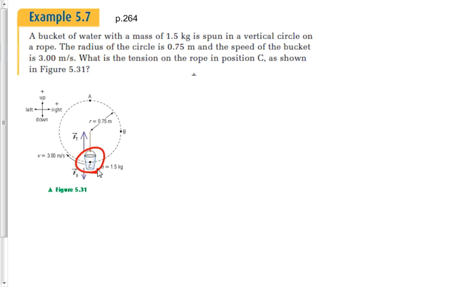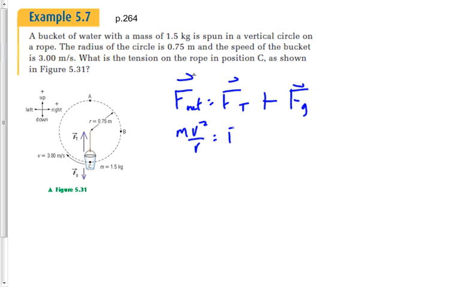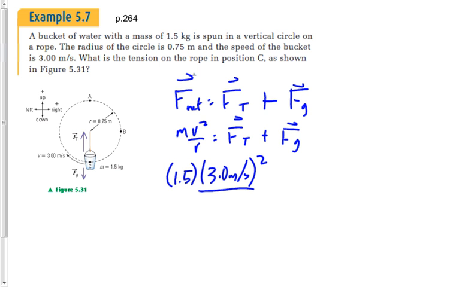They've drawn a free body diagram for me already. Fg is acting down, Ft is acting up. I'm going to say F net is equal to the sum of the forces, Ft plus Fg, or you could say Fn plus Fg. We're going to say mv squared over r is equal to Ft plus Fg. And we're going to plug in some numbers. M is 1.5 kilograms. V is 3 meters per second. Don't forget to square that.